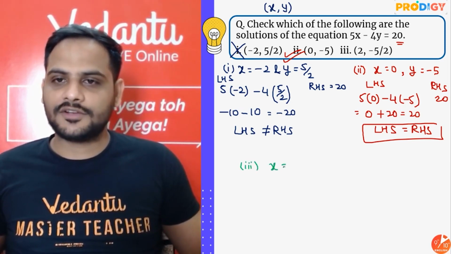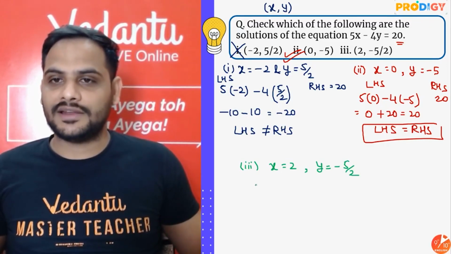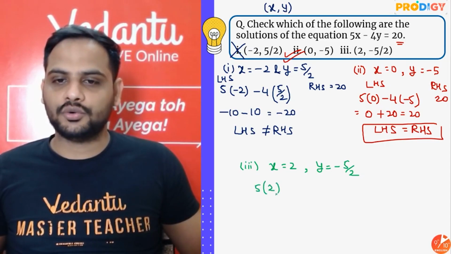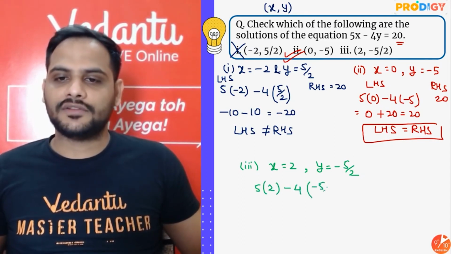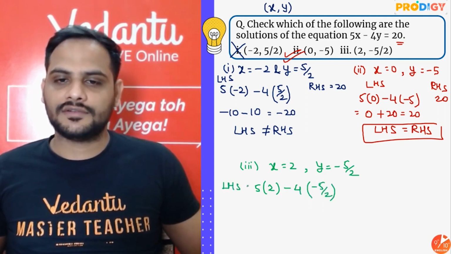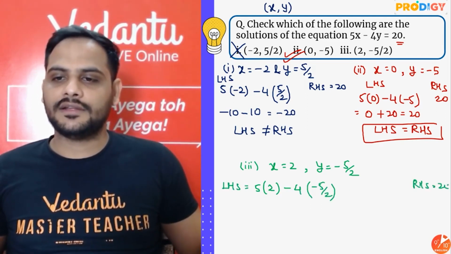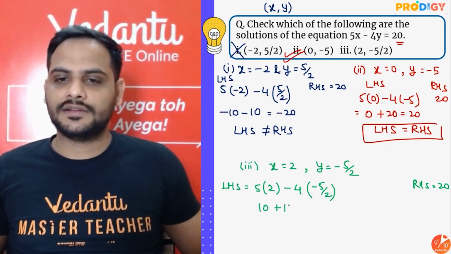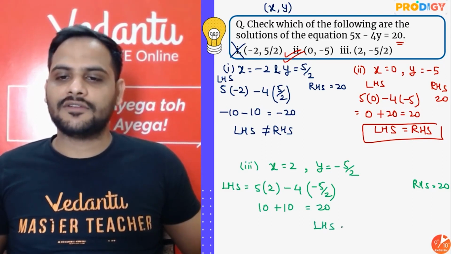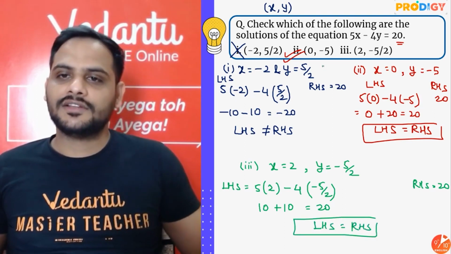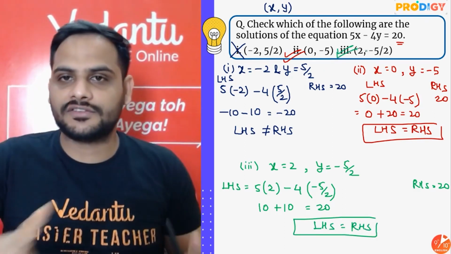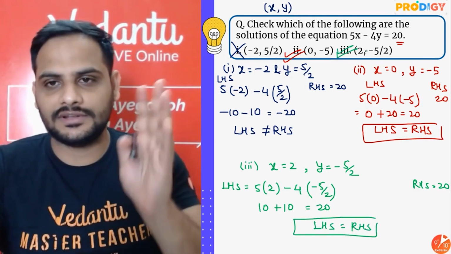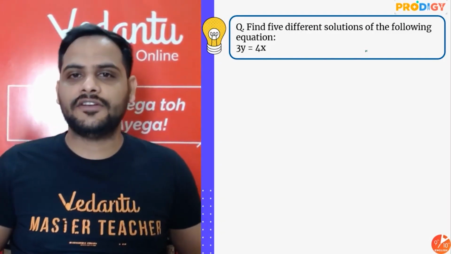Third, we have x equal to 2 and y equal to minus 5 by 2. If I put x equal to 2 and y equal to minus 5 by 2, 5 into 2 minus 4 into minus 5 by 2 is your LHS, and RHS we know is equal to 20. So 5 2s are 10. Negative into negative is positive, and 4 times 5 by 2 is 10. Again 20. So here also, guys, we have got LHS equal to RHS. So the third one also is a solution. First one is not a solution; second and third are the solutions. Alright, easy.